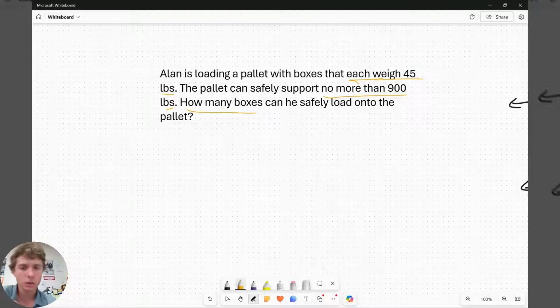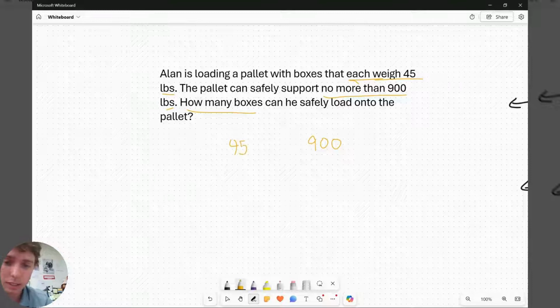Well, remember, we always start with the total amount. And we know that the total amount that the pallet can hold is 900. Remember, your total is always on the right side. Well, how do you get to 900 pounds? Well, we know we're stacking boxes, and each box is 45 pounds. But that's each box. I'm not just stacking one 45-pound box, I'm stacking a bunch of them. Because I'm doing it over and over, we need to multiply that with the amount. We don't know how many, so we're going to use our variable x.